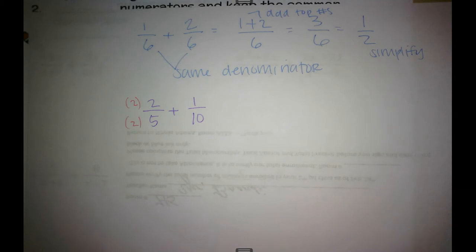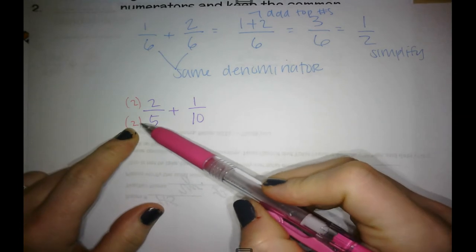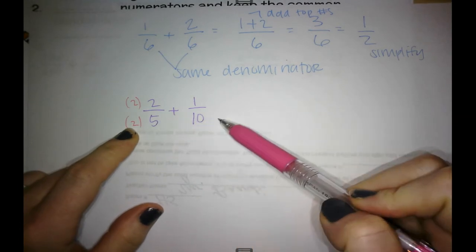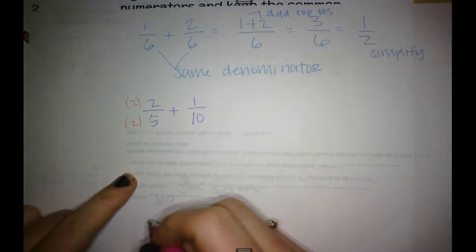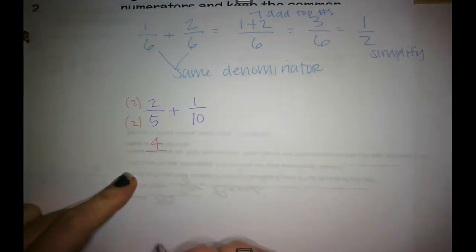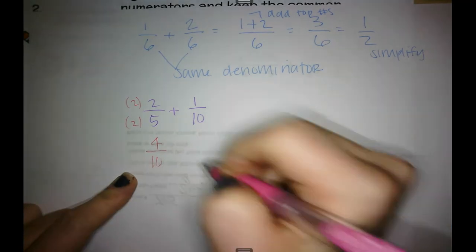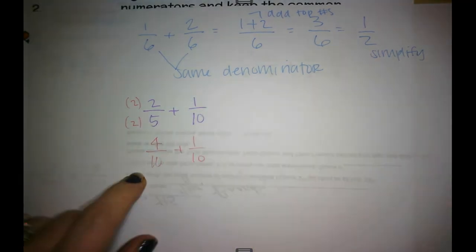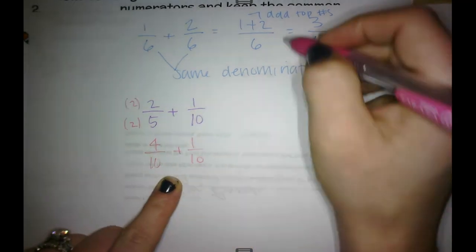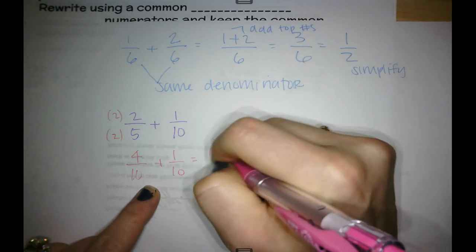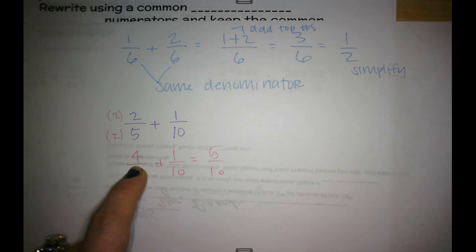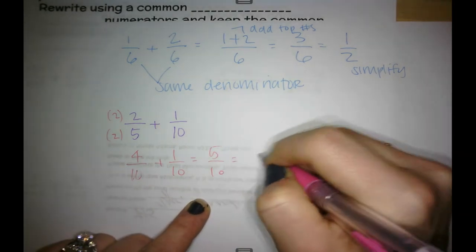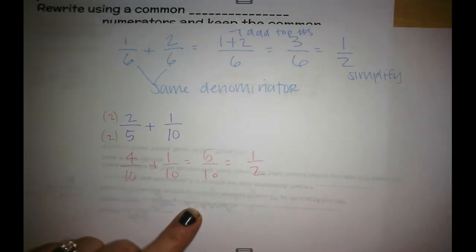So you have to make sure whatever you multiply that bottom number by to get it to be the same as the other one, you have to multiply the top. So 2 times 2 is 4. 2 times 5 is 10. So now we've got the same denominator, and we can do these same steps. We can add the top two, 4 plus 1 is 5, and then simplify. Again, that's 1/2.